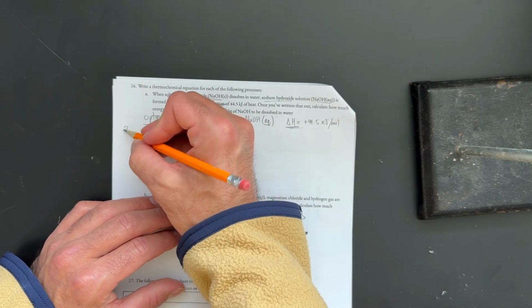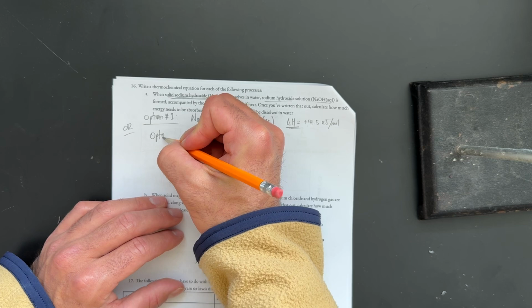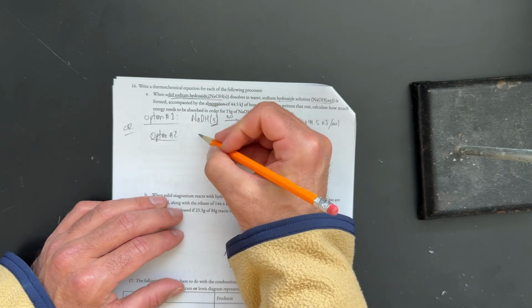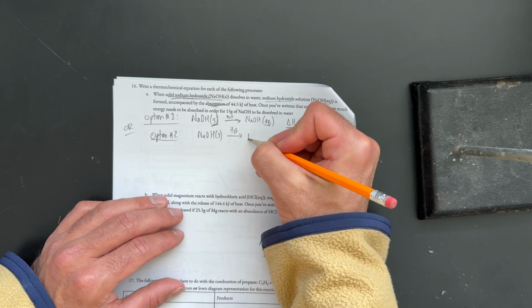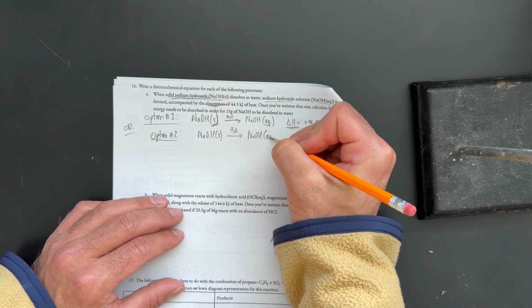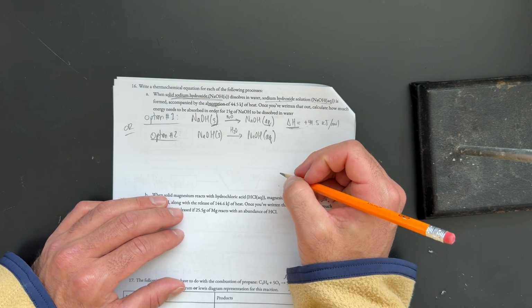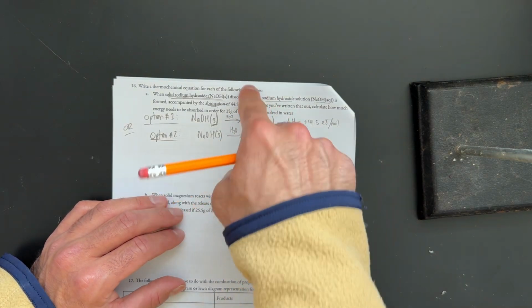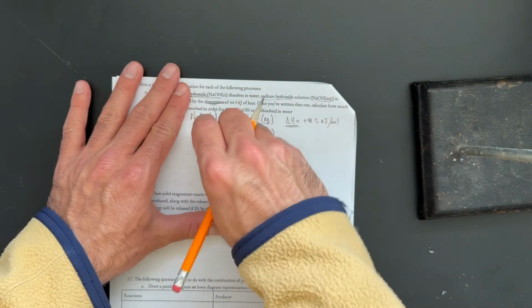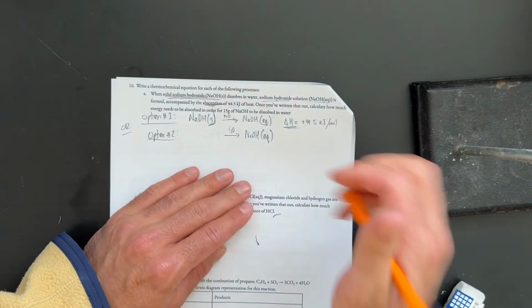So that's option number one, or you could also do option number two, which is to write out the equation the same way. But here we have energy as a product, or sorry, as a reactant, right? We absorb it in order to do this, and so we can write, I guess I should have left myself a little bit more room.